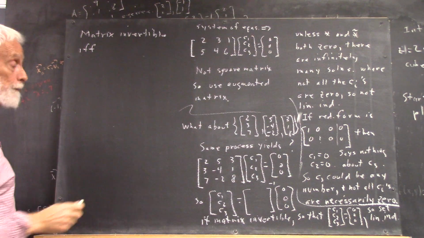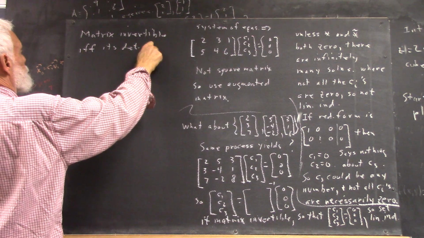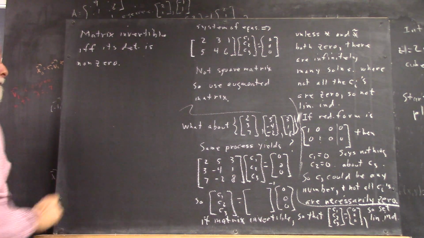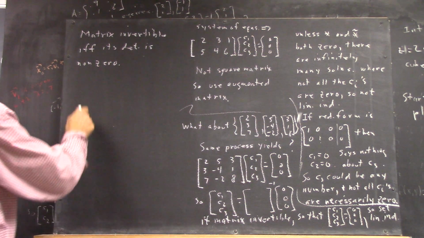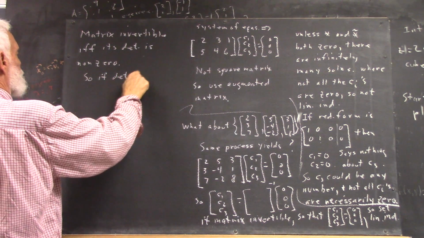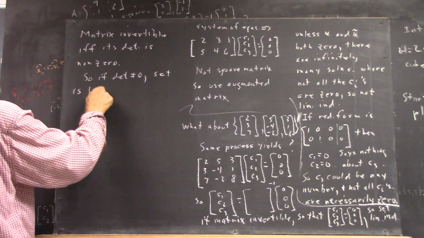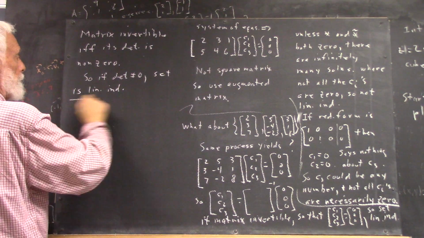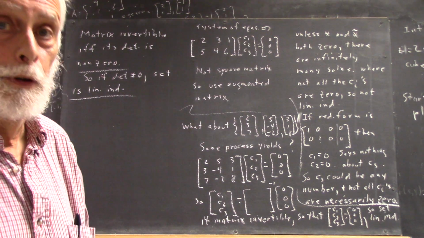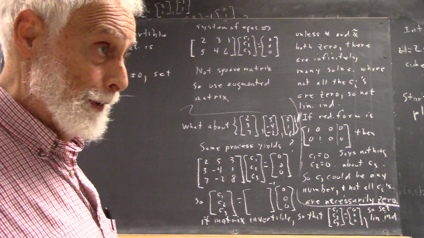A matrix is invertible if and only if its determinant is non-zero. Okay? So if the determinant is not equal to 0, the set is linearly independent. Okay? Now that doesn't prove that if the determinant is 0, the set isn't linearly independent.